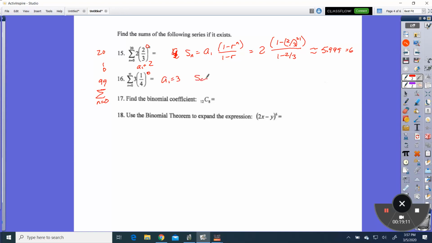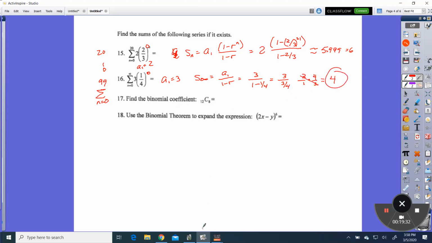So the formula for this is A1 over 1 minus r. So 3 over 1 minus 1/4. 1 minus 1/4 is 3/4. Dividing by a fraction is the same as multiplying by its reciprocal. The 3's cancel and you get 4. Okay, so that's how I would do that one.